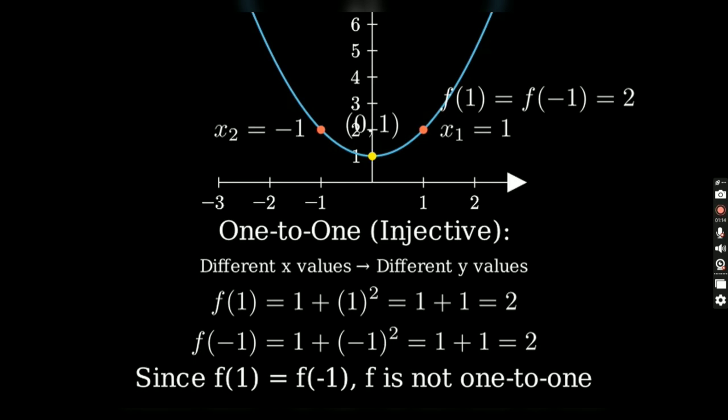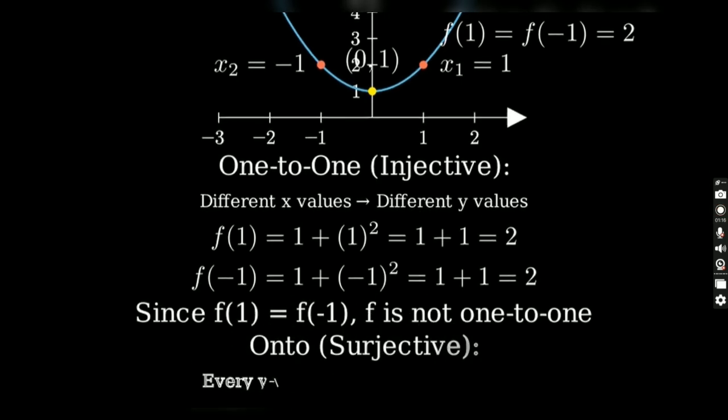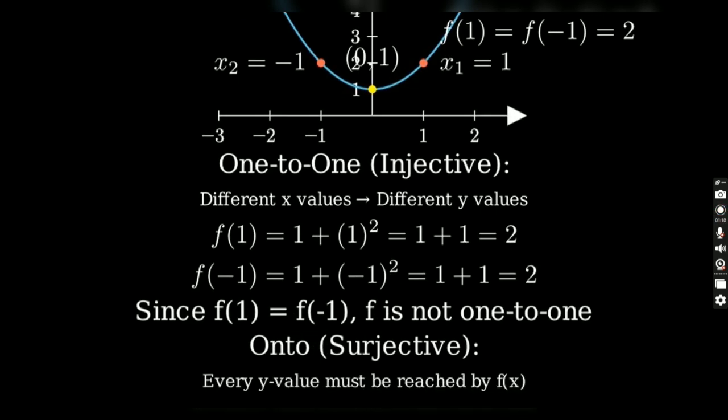Now, let's show that the function is not onto. A function is onto if every element in the codomain is paired with at least one element in the domain. In other words, every possible y value must be hit by the function for some x value. Looking at our graph, we can see that the function never outputs any value less than 1 because x² is always non-negative. Let's prove this algebraically.